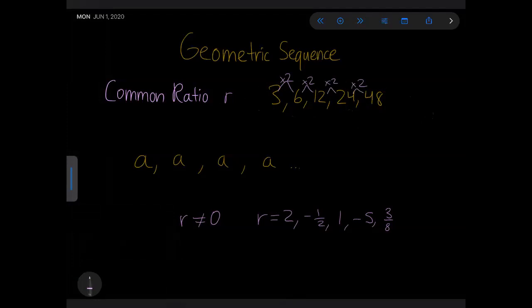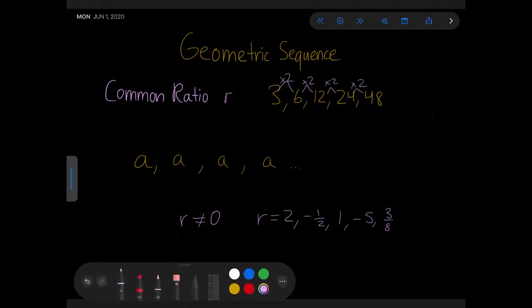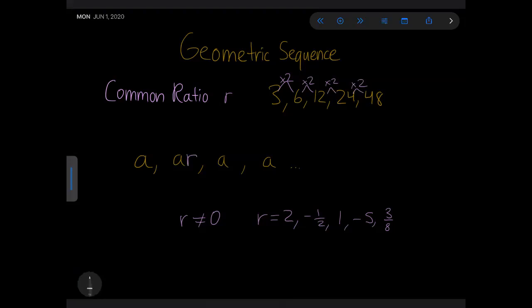So how would we express this in terms of variables? We're going to call our first term a in this case. We're doing this for a couple of reasons, just for convention. Well, a, to get to the next term, we have to multiply by r. So we're going to get ar. We multiply ar by r again, we get ar squared. Multiply ar squared by r, we get ar cubed. That's the general formula for a geometric sequence.